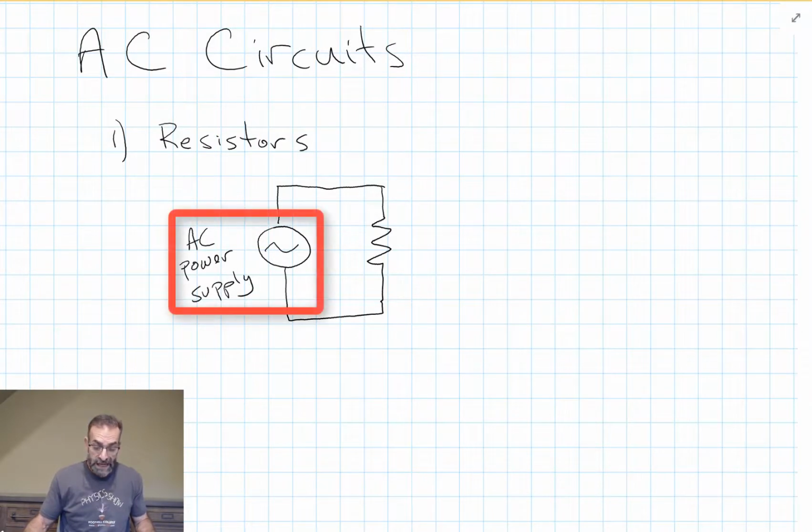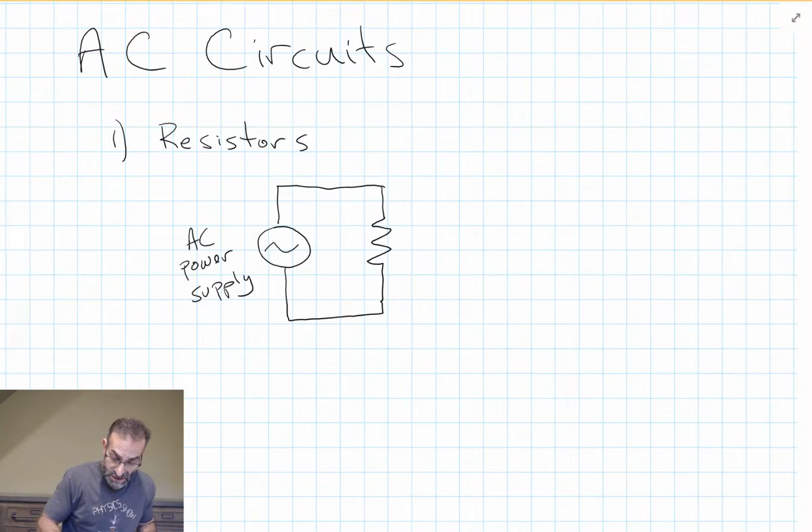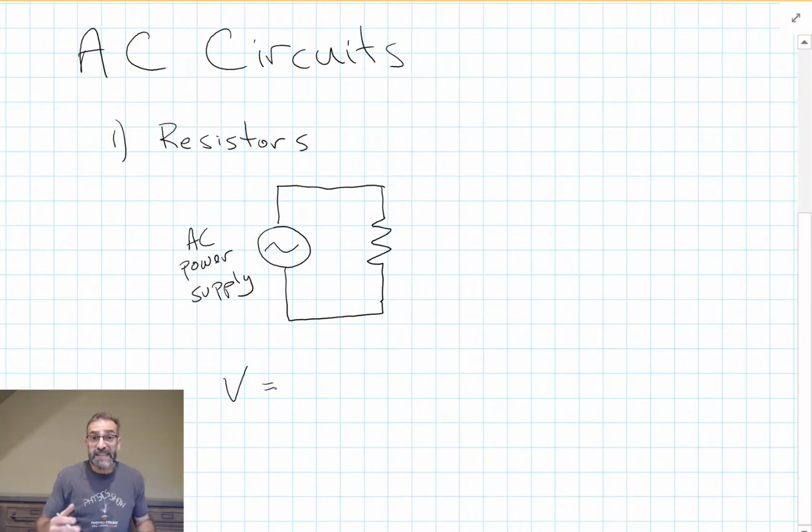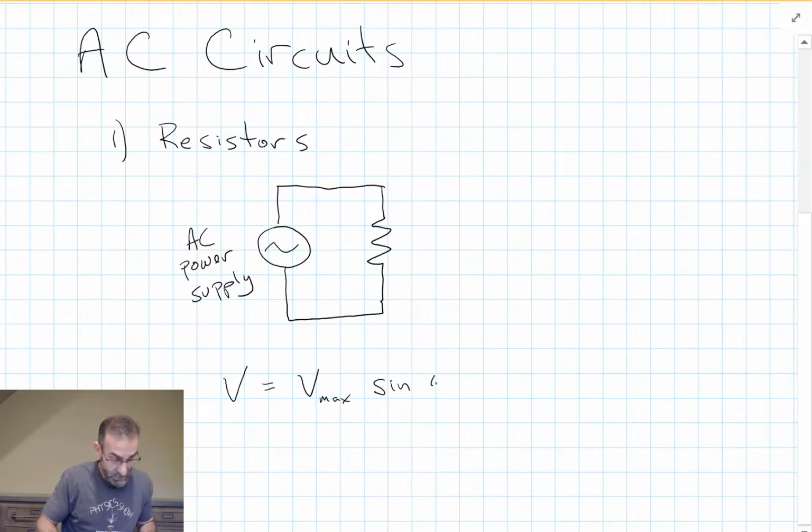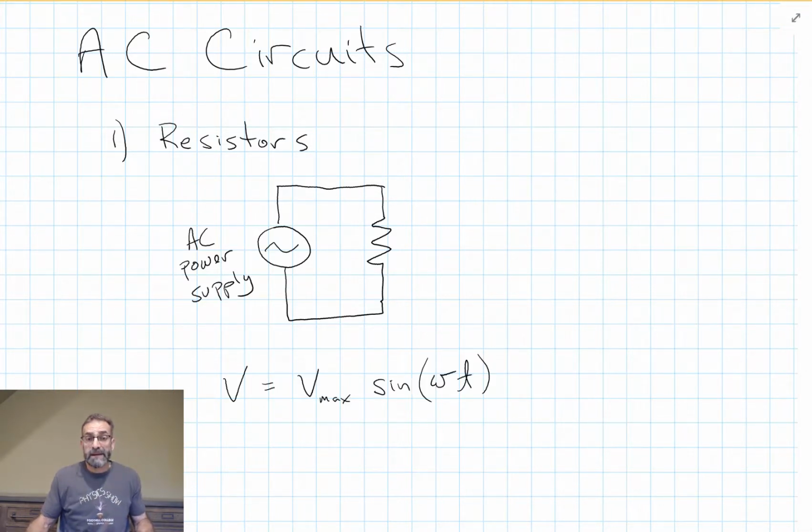This symbol is for an AC power supply. The voltage it produces changes in time according to a sine wave, typically. We could also have something that produces a square wave or a sawtooth wave or something like that. But in most of our circuits, we deal with potential that's changing as a sine function because that's what we get delivered to our house.